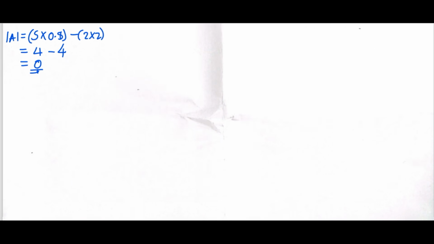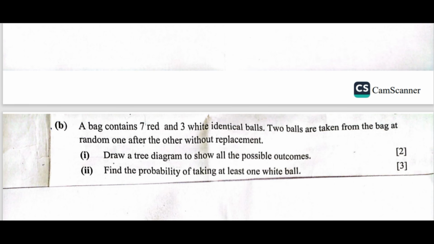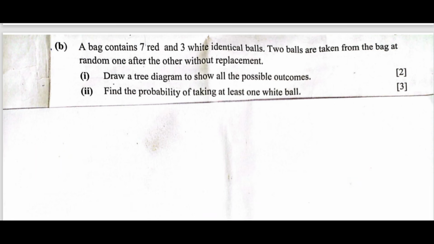Now let's look at question 2. We are dealing with a probability question, and we are told a bag contains 7 red and 3 white identical balls. 2 balls are taken from the bag at random, one after the other, without replacement. Question 1, draw a tree diagram to show all the possible outcomes.